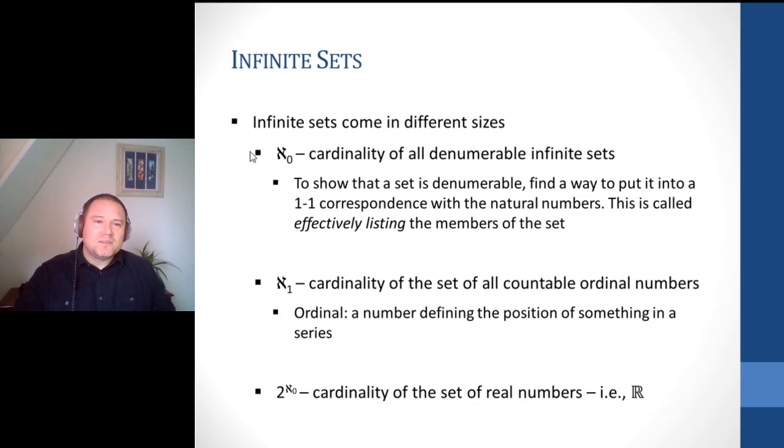So we can use this sort of ℵ notation, right? So ℵ0 here is the cardinality of all denumerably infinite sets. ℵ1 is the cardinality of the set of all countable ordinal numbers, where an ordinal is a number defining the position of something in a series. 2 to the ℵ0 is the cardinality of the set of reals, so a very big number.